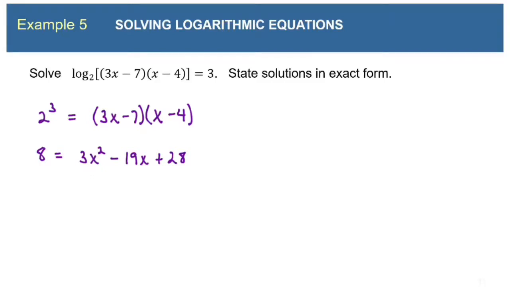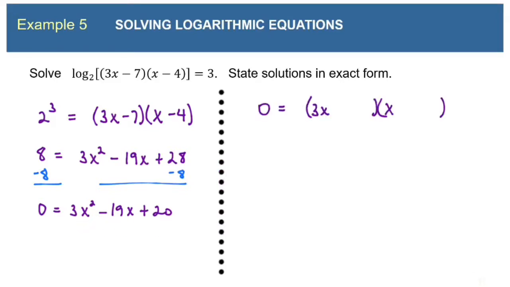In order to solve it, we hope that we can use factoring, but we don't know until we eliminate this 8 from the left side. So we'll subtract 8 from both sides. That will leave us with 0 equals 3x squared minus 19x plus 20. We need to try to factor this.